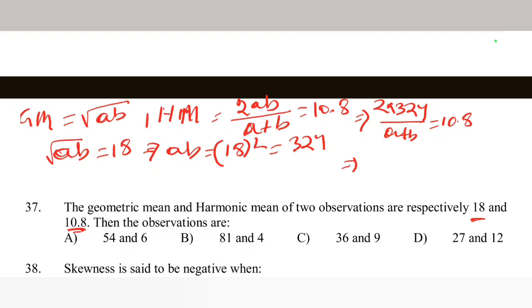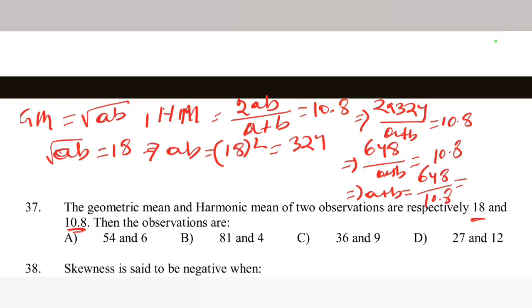This implies 2 into 324 is equal to 648. So 648 by (A plus B) is equal to 10.8. This implies A plus B is equal to 648 by 10.8. If we deduct this value, it is 60. So A plus B value is equal to 60. AB is equal to 324 and A plus B is equal to 60.